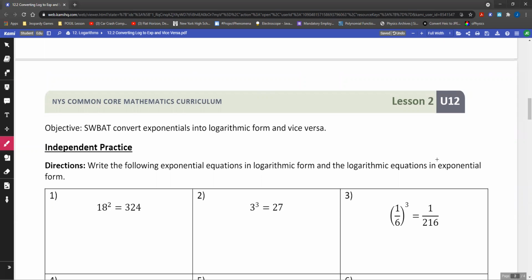Yeah, so work on the rest of the questions. Again, they're just continuations of everything that we've been doing, with going from log to exponential and exponential to log.